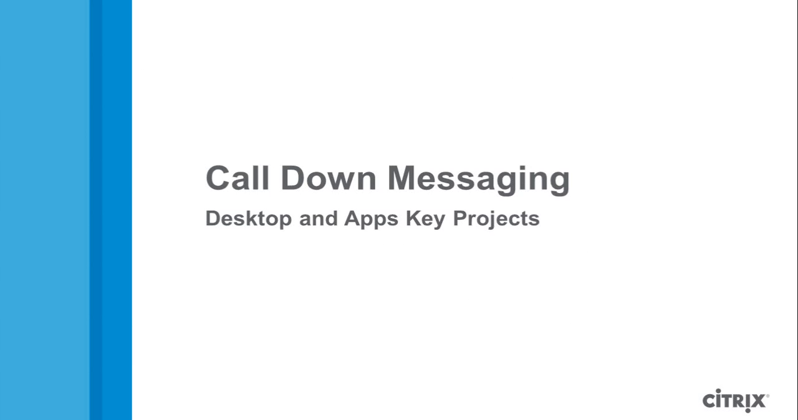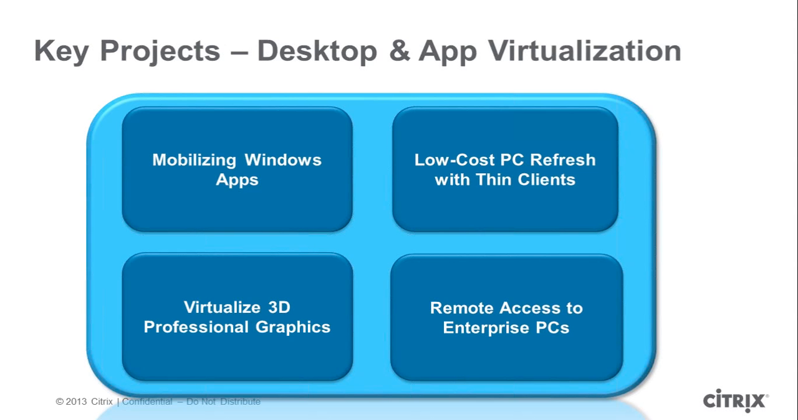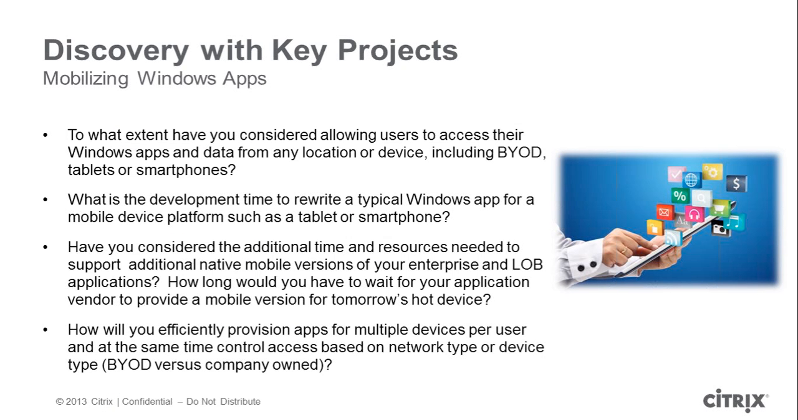So let me take a few minutes to talk about some of the call down messaging as part of our Grand Prix activities here. I've covered that we really want to highlight these key projects or FlexCast use cases, from mobilizing Windows apps to remote access to enterprise PCs. These are all things that are new and topical. Maybe you haven't already covered them with your customer before, and so it gives you a great reason to go into some of these new use cases.